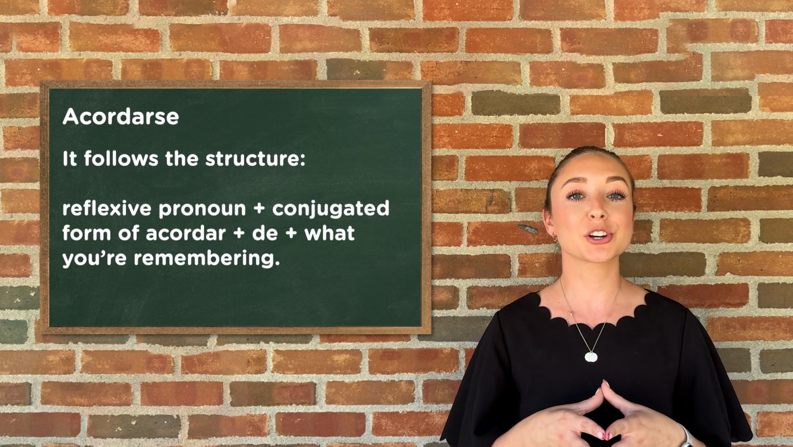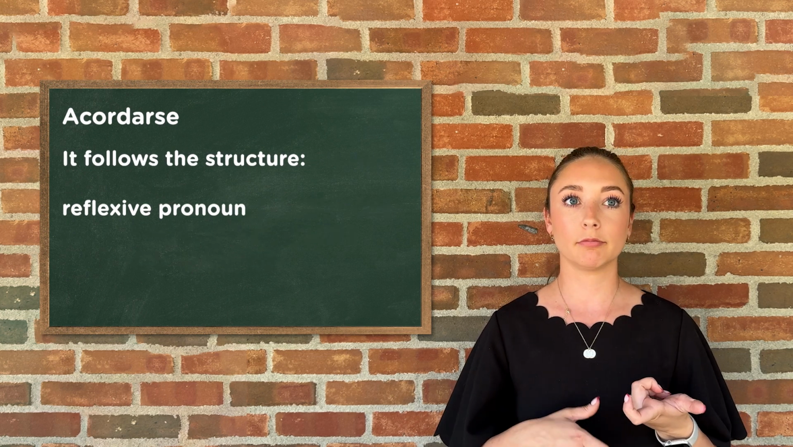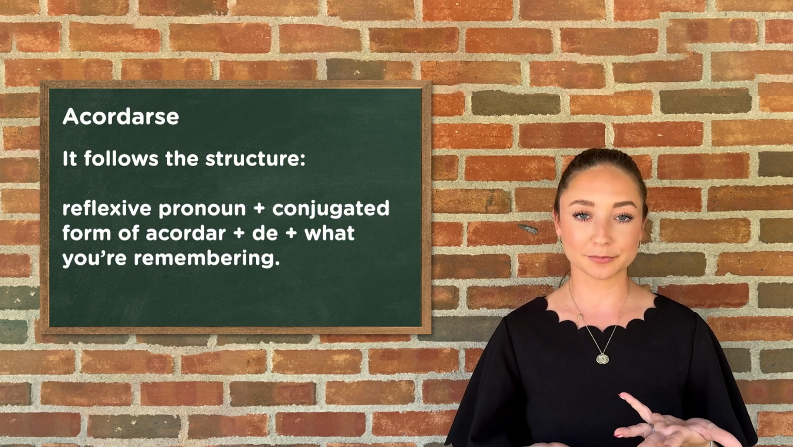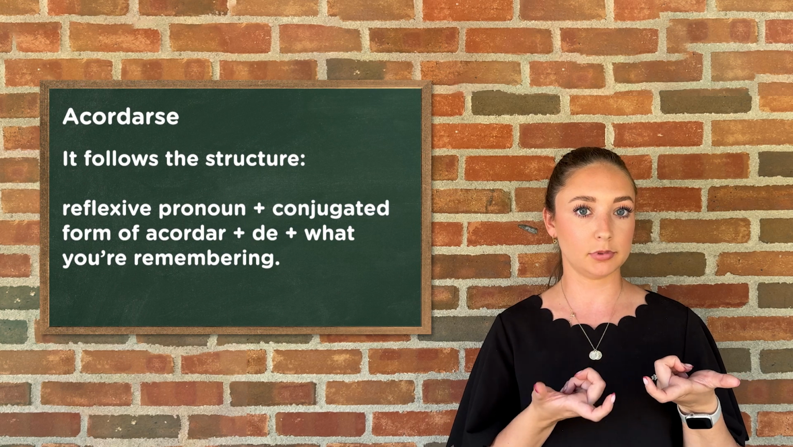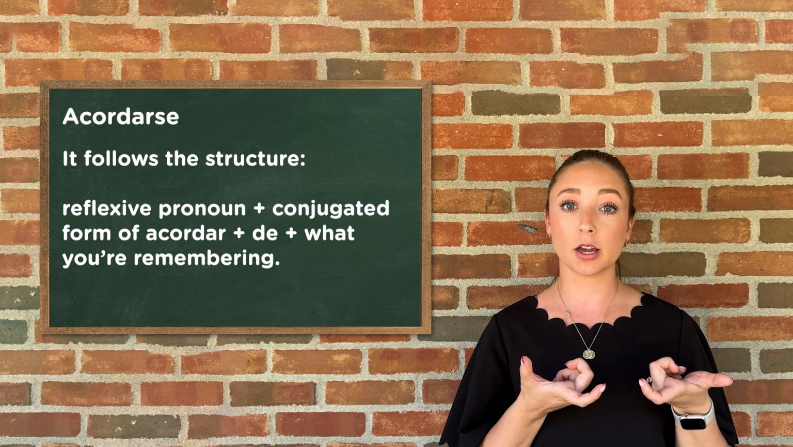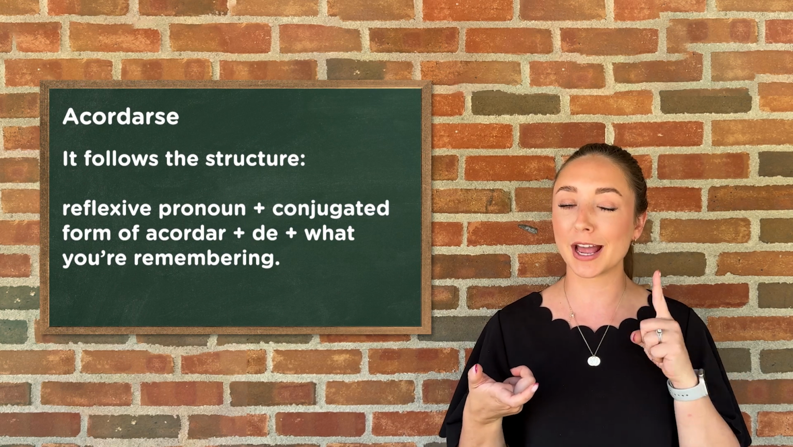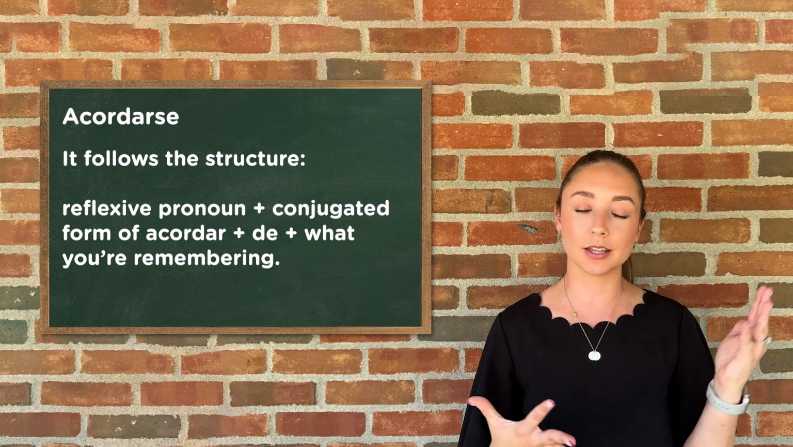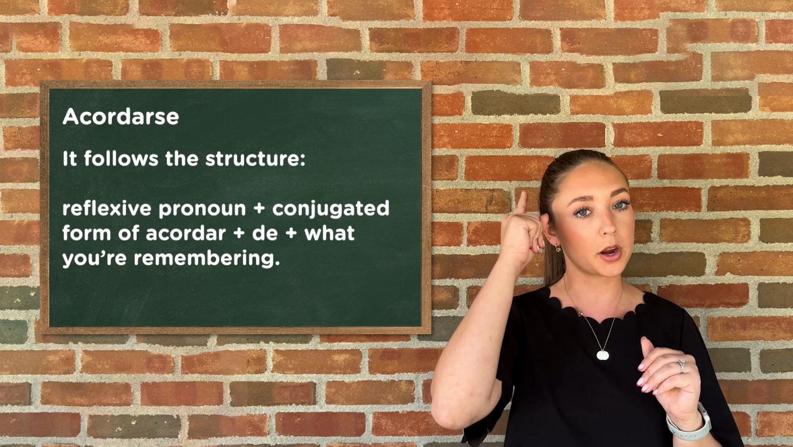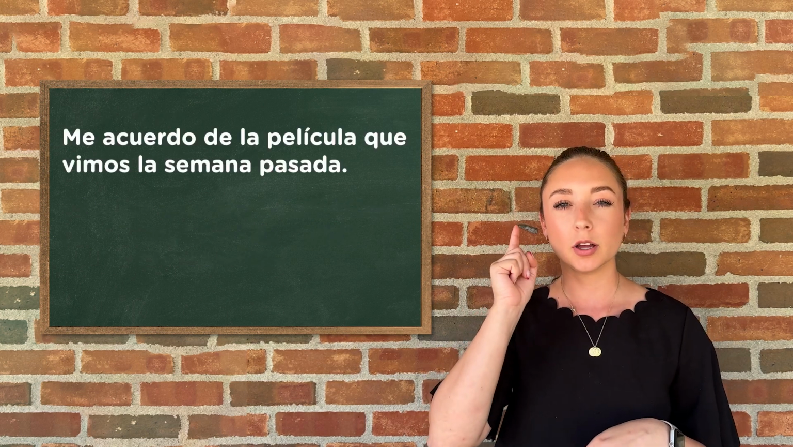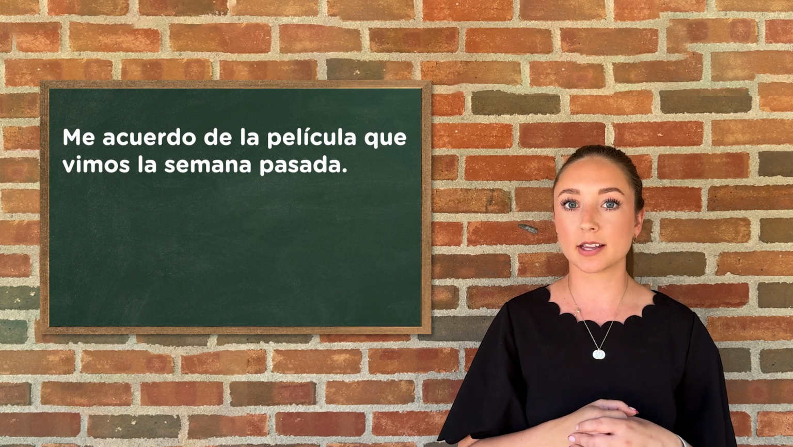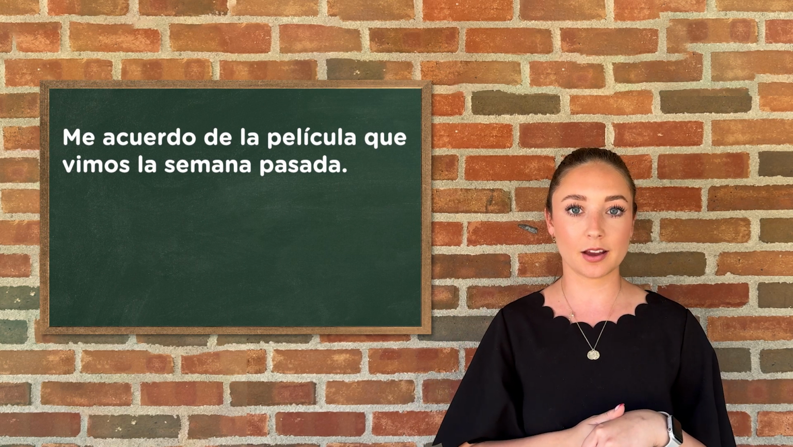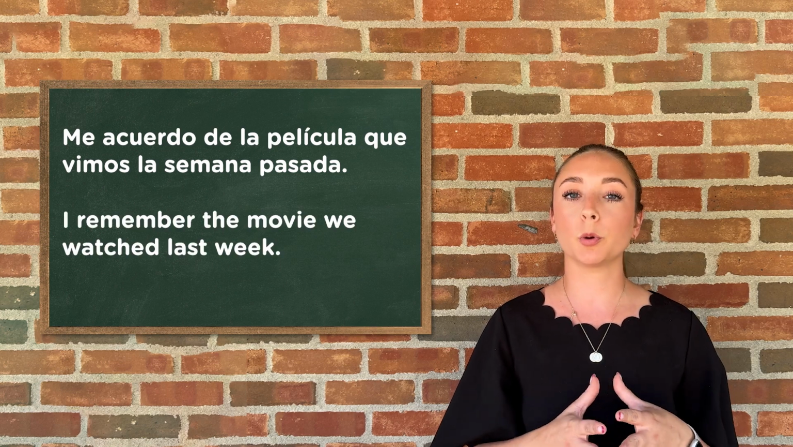So the structure of this is reflexive pronoun plus the conjugated verb of acordar plus de, that preposition has to be there, plus the thing you're remembering, which is a little bit more complex than the structure of the verb recordar. For example, me acuerdo de la película que vimos la semana pasada. Me acuerdo de la película que vimos la semana pasada. I remember the movie we watched last weekend.